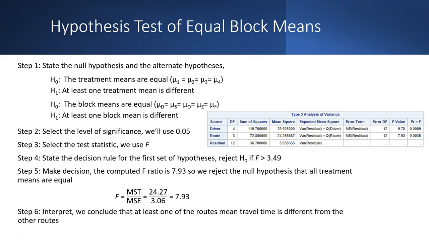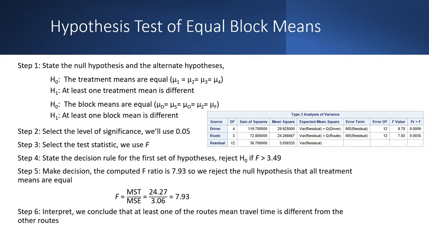So first we test whether the treatment means are equal. Using our F statistic, there are k minus 1 degrees of freedom in the numerator, so 4 minus 1 is 3. And there are b minus 1 times k minus 1, so 5 minus 1 times 4 minus 1, so 4 times 3 is 12 degrees of freedom in our denominator. We go to our F distribution table using the 0.05 level of significance to find the critical value for the first set of hypotheses is 3.49.